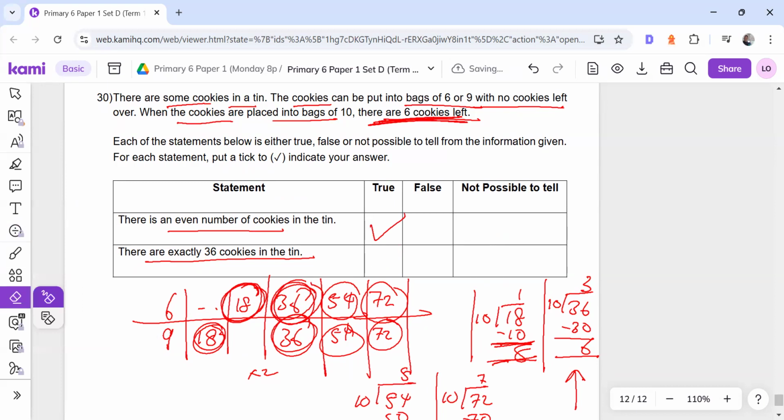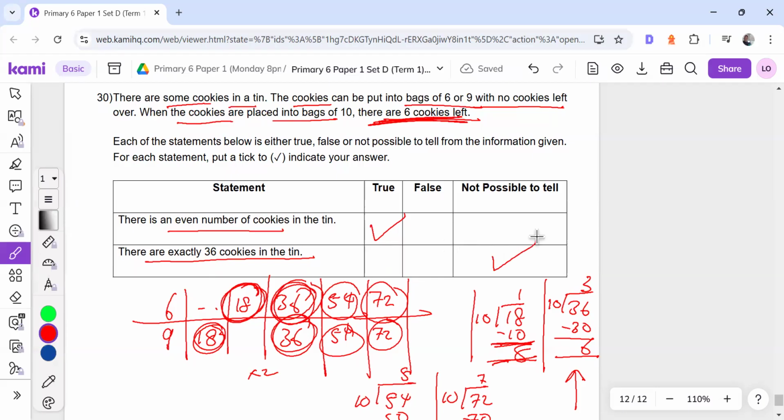Okay, true. Then what is not possible to tell? I mixed it up. So what is not possible to tell? Are there exactly 36 cookies in the tin? We are not sure because you can see there are many, many common multiples. So we are not sure, so it's a tick over here. Because it could be 36, it could be another common multiple that can also divide by 10 to get a remainder 6. So there could be other numbers as well. So we are not sure what number that is.